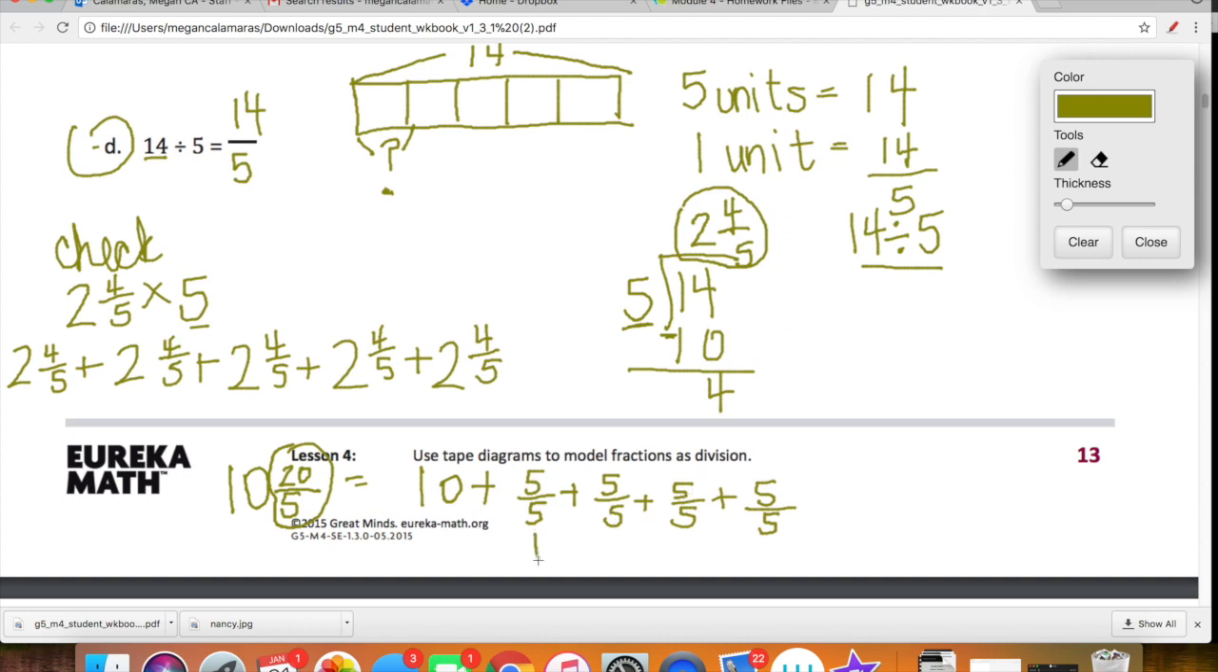You guys know that 5 fifths is equal to 1. So let's add up those whole numbers. So we have 10 plus 1 plus 1 plus 1 plus 1 is equal to 14. Remember, this is our check. So this should be the same number as we found in here. Bingo, it checks out. As it turns out, 14 divided by 5 is equal to 14 fifths. Very, very cool.